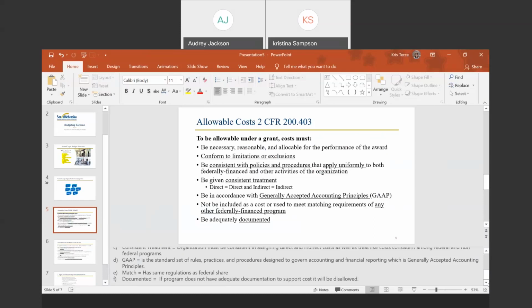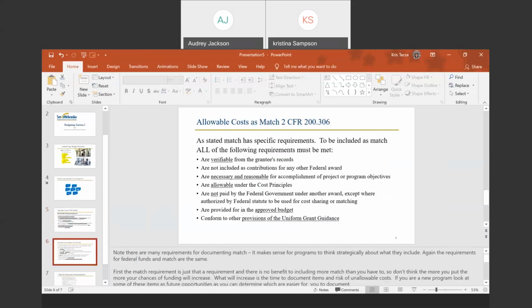If you don't have the proper documentation, the cost could be disallowed. So again, keep those in mind as you're creating your budget. It will save you a lot of time later on. You also want to keep the requirements for match in the back of your mind as you're doing the budget. Again, looking at the uniform guidance requirements, you can find them in 2 CFR 200.306. It states that all match has specific requirements, and you must meet all of these requirements in order for the match to be allowable.